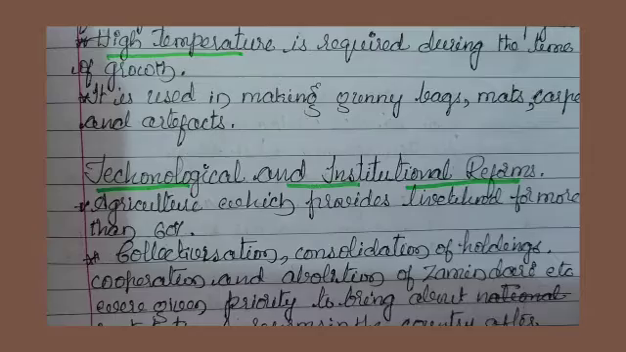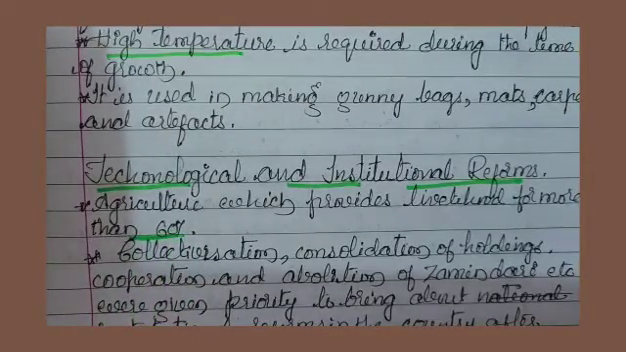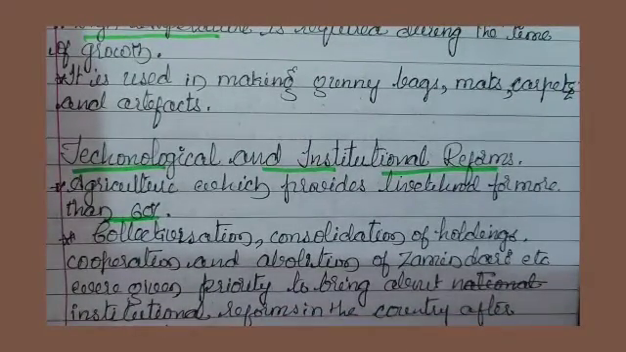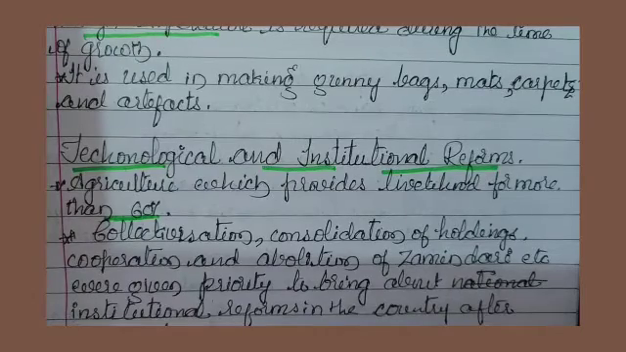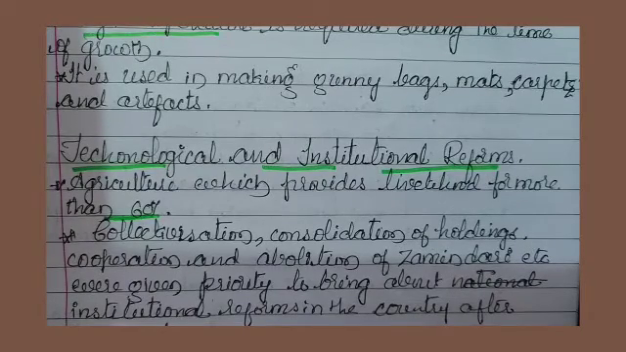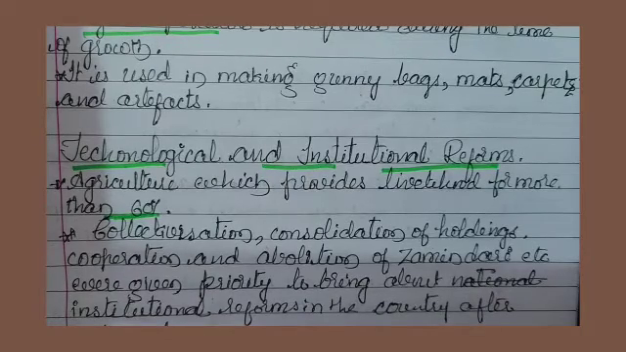Already we know that 60% of the people get their livelihood from agriculture. Collectivization, consolidation of holdings, cooperation, and abolition of zamindars were given priority to bring about institutional reforms in the country after independence.